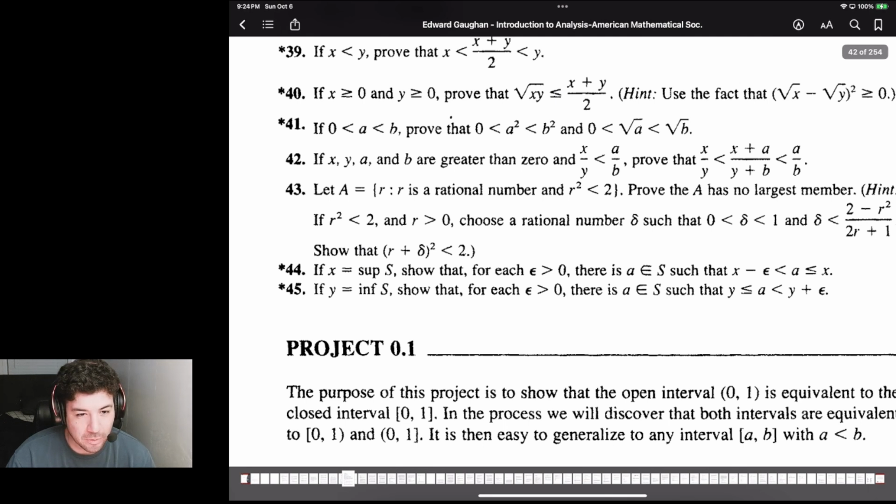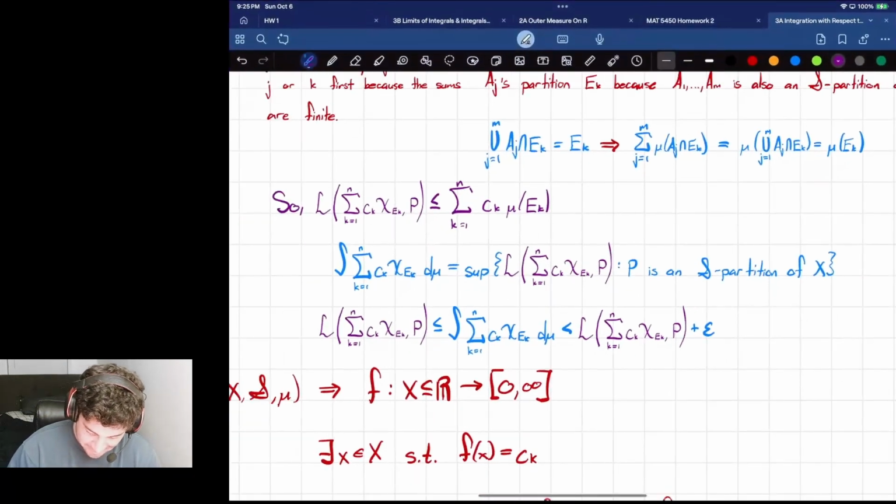I'm looking at 44. X is equal to the supremum, and there is an element in S such that A is less than or equal to X, or X minus epsilon. Did I get this wrong? There's no way I got this wrong. Did I get the order wrong? No, I did get it. I got it right. No, no, I got it wrong. I messed it up.